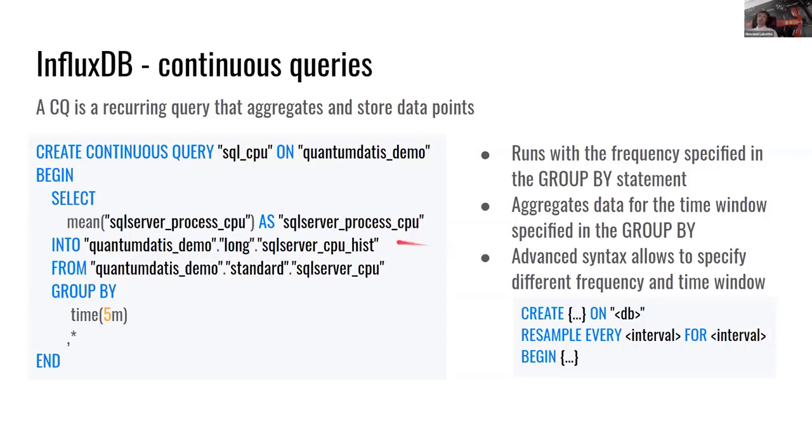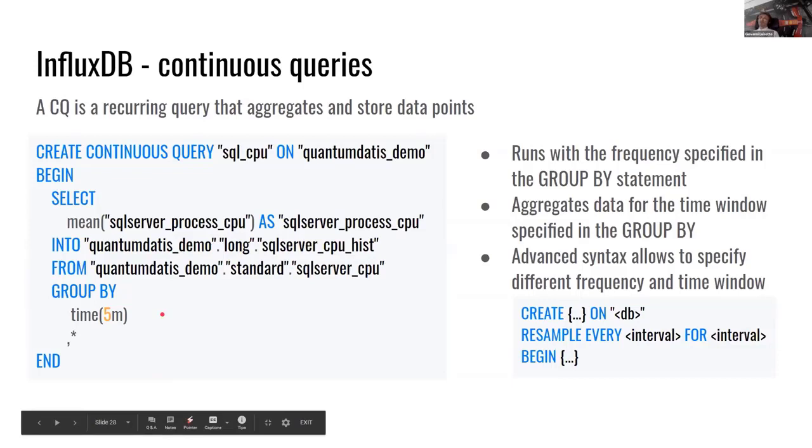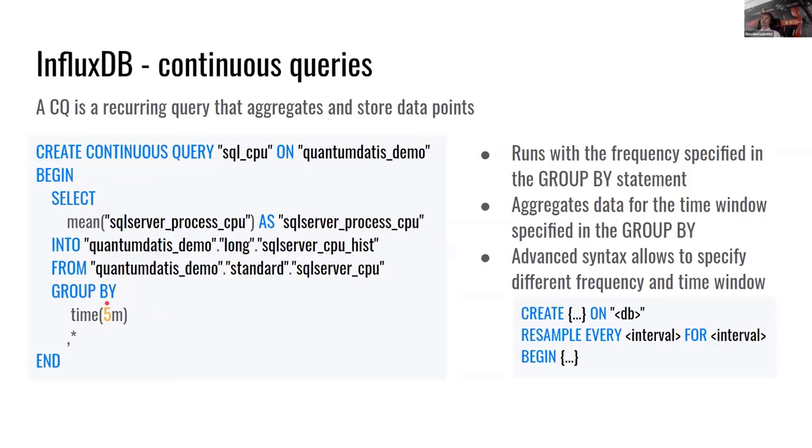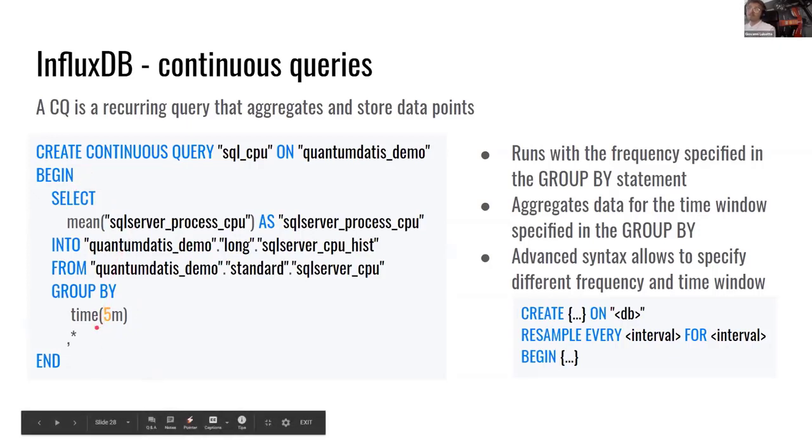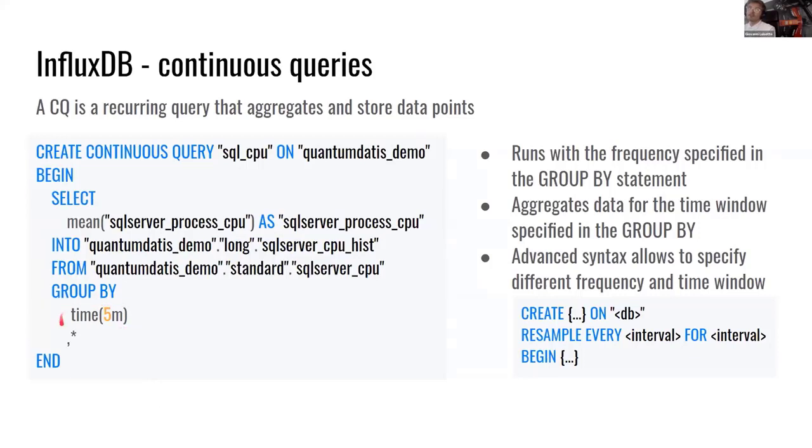How often does it run? Well, this one will run with the frequency defined in the group by statement, and will fetch an interval of data which is the same defined in the group by statement. So in this case, every 5 minutes, I will get the last 5 minutes of data, group them in a 5-minute interval and store them somewhere else. You can also specify a different interval using the advanced syntax for the continuous queries. So if you want, you can create a query that runs every 30 minutes, gets the last 2 hours of data and aggregates them in 5-minute intervals, and then stores those into your long-term retention policy.